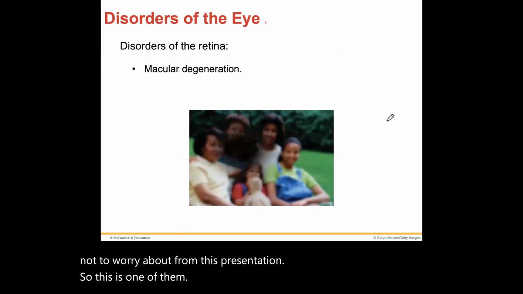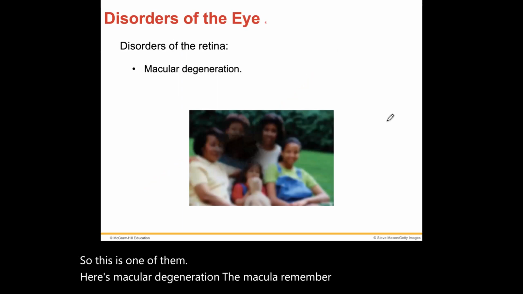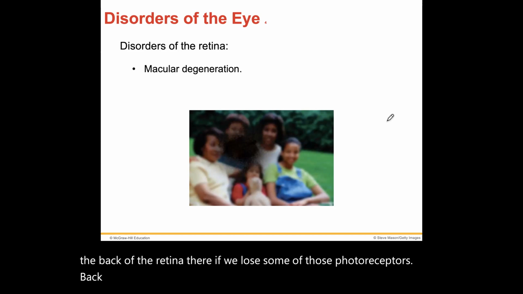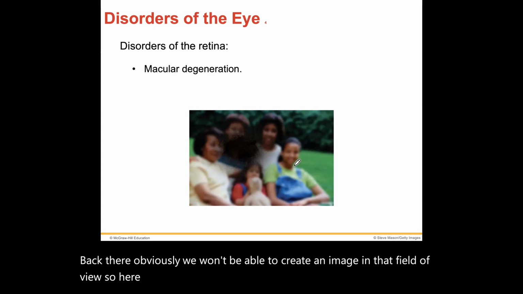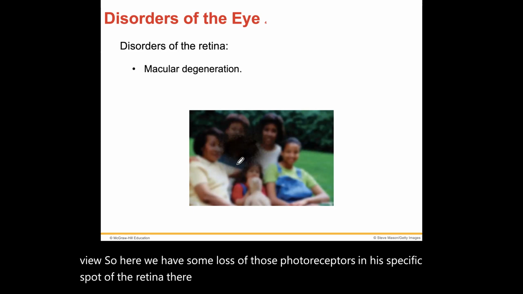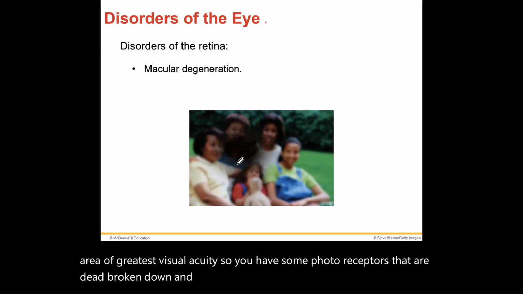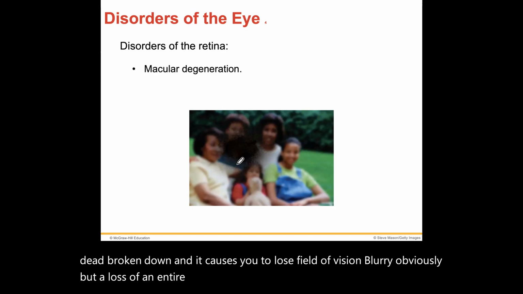Here's macular degeneration. The macula, remember that macula lutea at the back of the retina? If we lose some of those photoreceptors back there, we won't be able to create an image in that field of view. So we have some loss of photoreceptors in a specific spot of the retina, referred to as the macula, your area of greatest visual acuity. Those photoreceptors are dead or broken down, and it causes you to lose field of vision. Blurry, obviously, but a loss of an entire field is not really good.